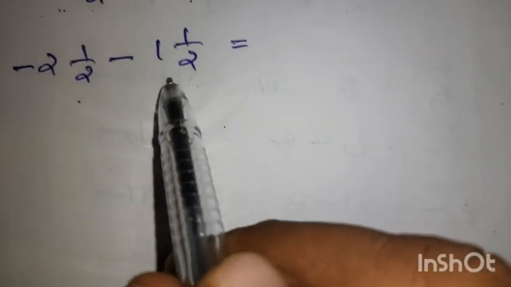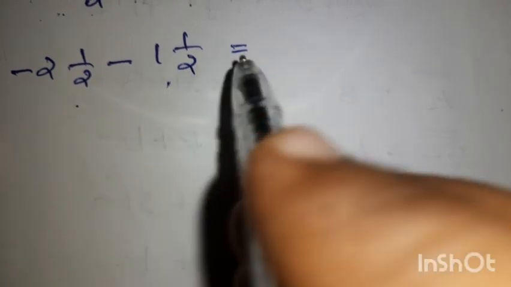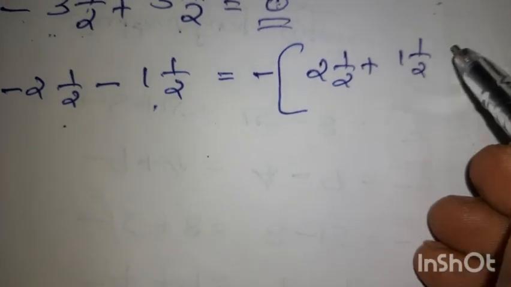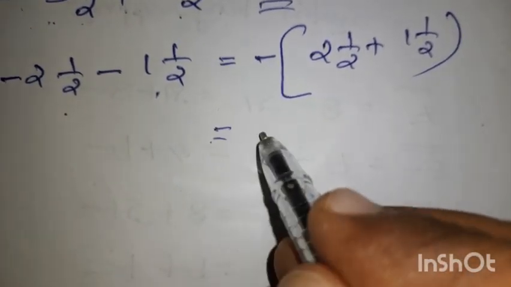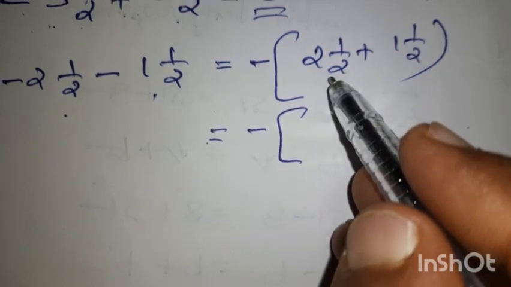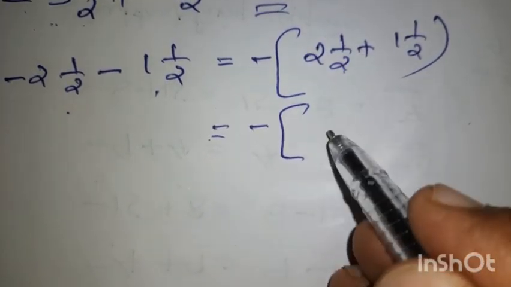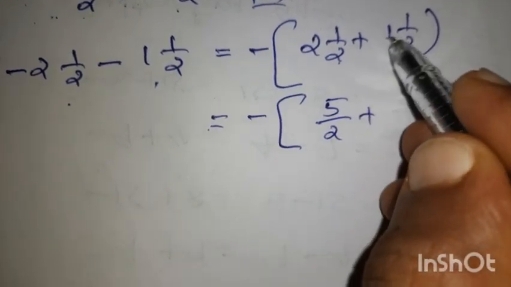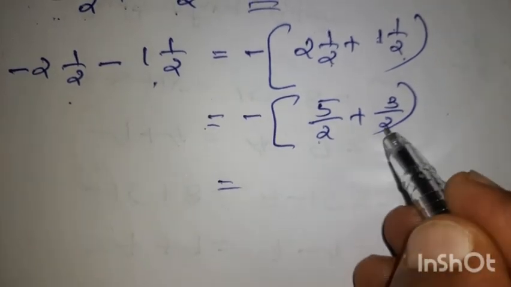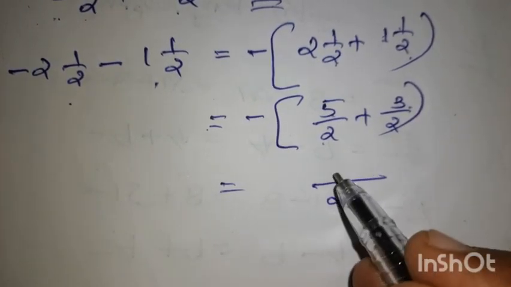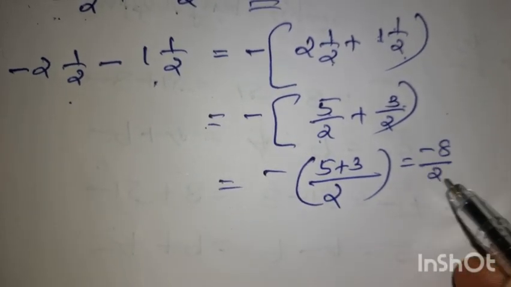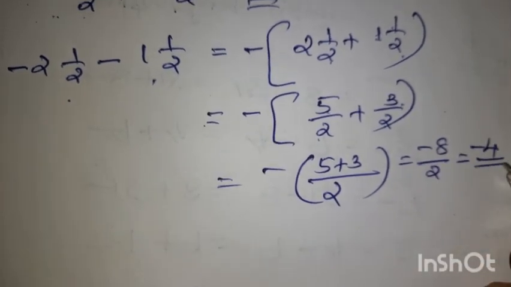Minus 2 1 by 2 minus 1 1 by 2. That is minus of 2 1 by 2 plus 1 1 by 2. So this you have to make into normal fractions. 2 into 2 is 4, 4 plus 1 is 5, 5 by 2. 1 into 2 is 2, 2 plus 1 is 3, 3 by 2. So here the denominator is the same. You can add the numerators. So the answer you are getting is minus 8 by 2. Minus 8 by 2 means minus 4.